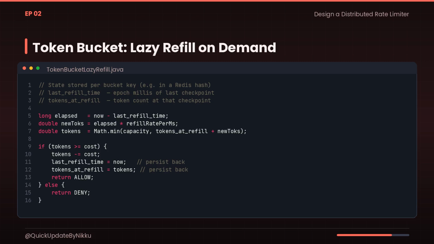Never run a background thread to drip tokens. That does not scale and wastes CPU. Instead, compute token accumulation lazily on every request arrival. You multiply elapsed time by the refill rate, cap at capacity, then check and deduct. All the logic fires exactly when needed and never when it is not.